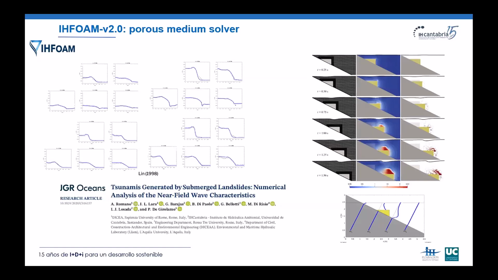And of course, as I said before, we just validated this new numerical solver with all 4 experiments from Lee 1998. And then what we did is we extended this work to use the porous media solver in the OVERSET framework. We published a paper entitled Tsunami Generated by Submerged Landslides, Numerical Analysis of Linear Field Wave Characteristics. The main leader of this part was Alessandro Romano.